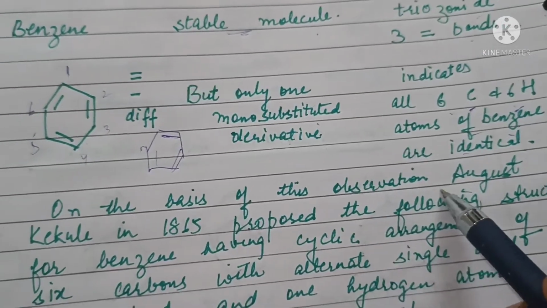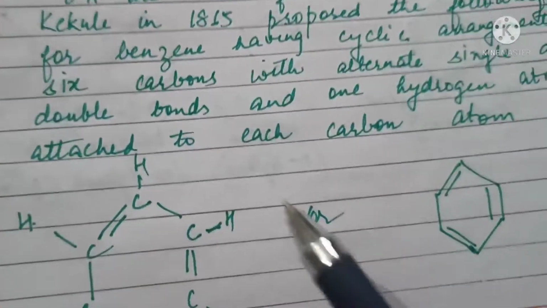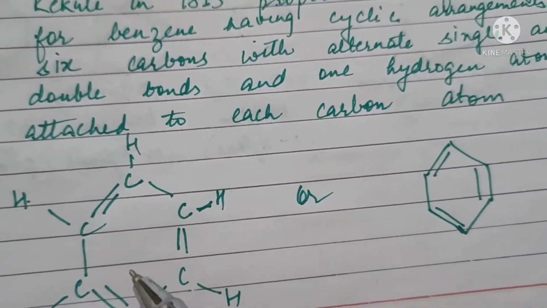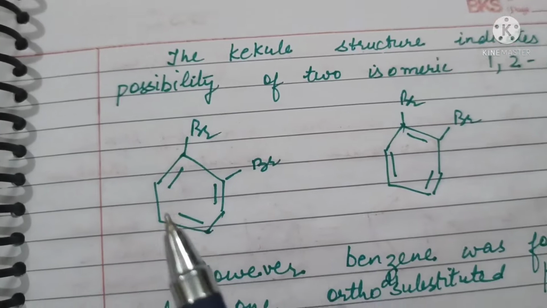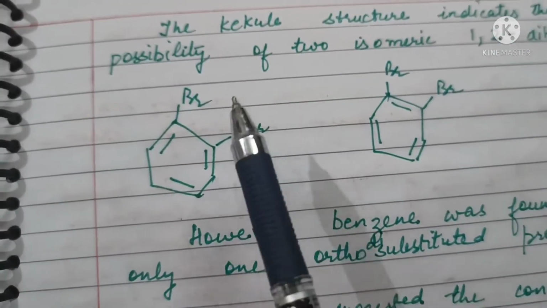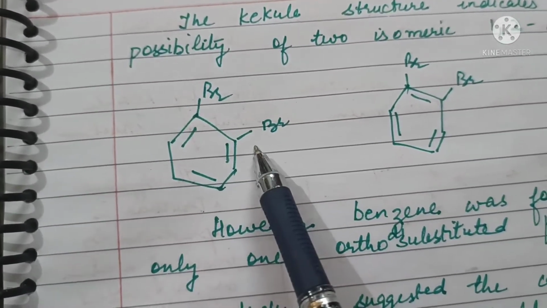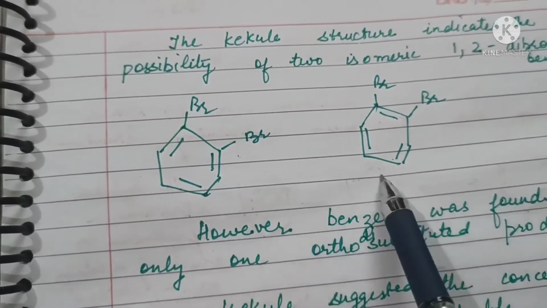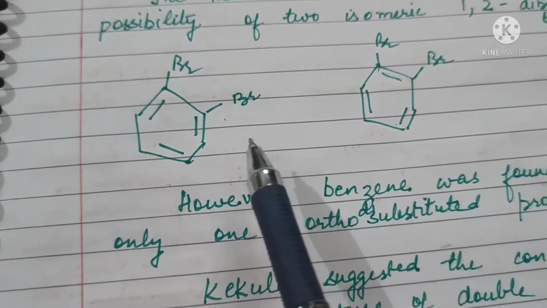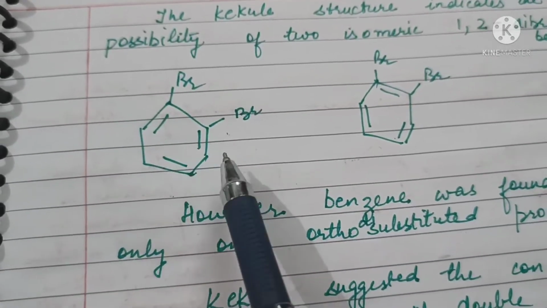On the basis of this observation, Auguste Kekule in 1865 proposed that benzene has two structures, one with double bonds in this position. And now, because the structures suggested by Kekule have double bonds here, if it was a di-substituted benzene, then there would have been two isomers. But what we actually find is that there is only one structure with two bromine groups attached to adjacent positions.